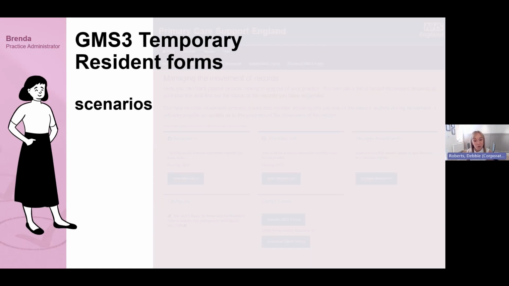Now going to run through some GMS3 temporary resident form scenarios with you.